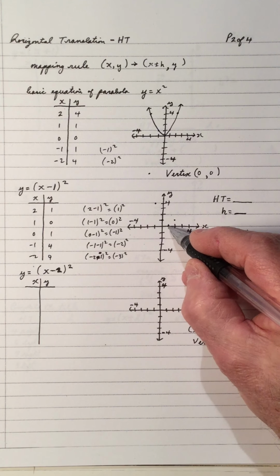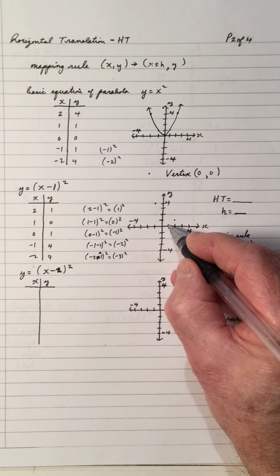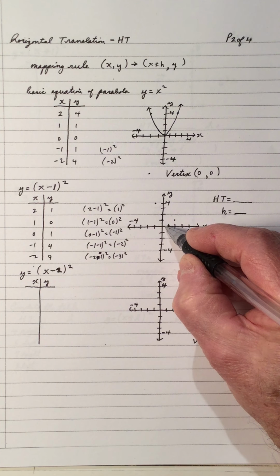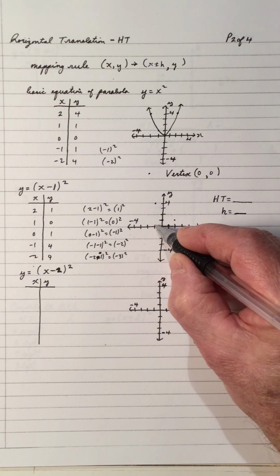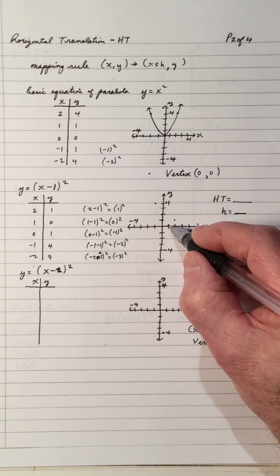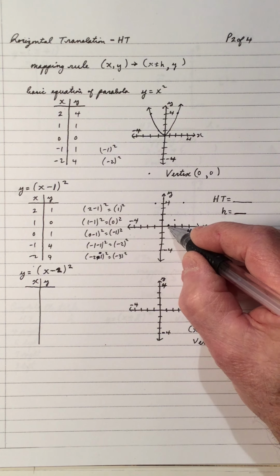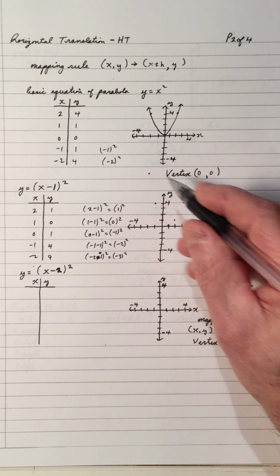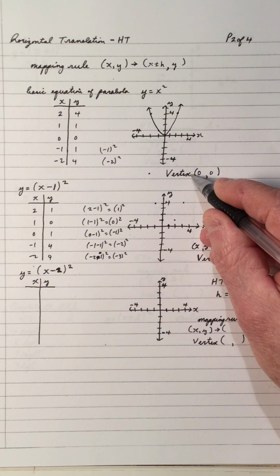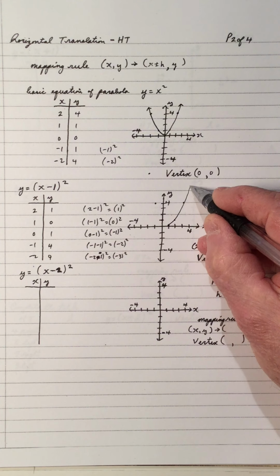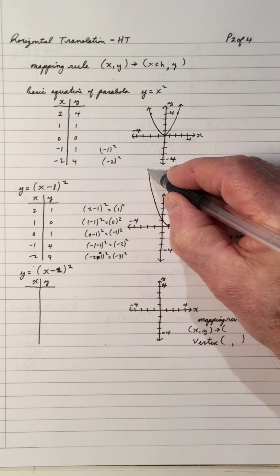Okay, so notice now that the vertex is right here. If I go 1 to the left, I get a 1. If I go 1 to the right, I get a 1. If I go 2 over to the left, I get a 4, and 2 to the right, I should get a 4. And if I go 3 to the right from the vertex, I get a 9. And so my parabola is there.